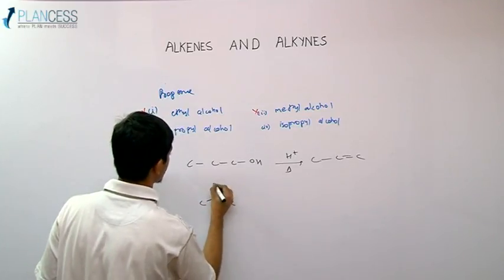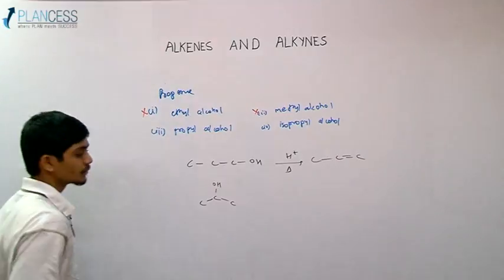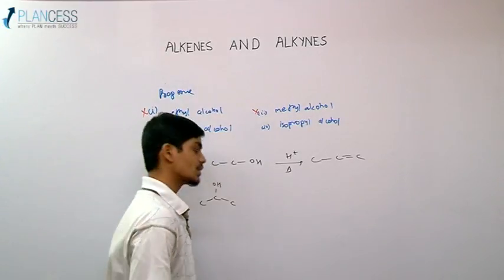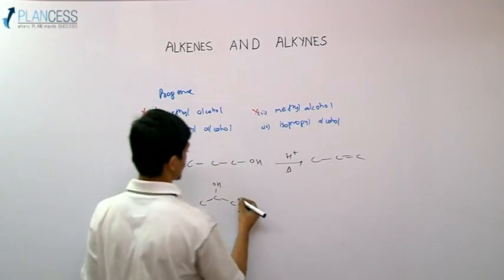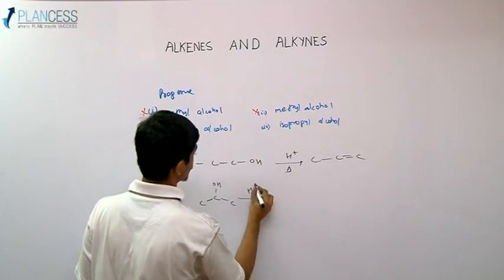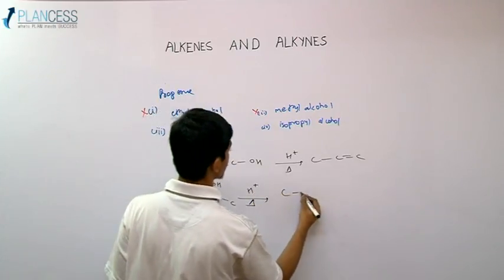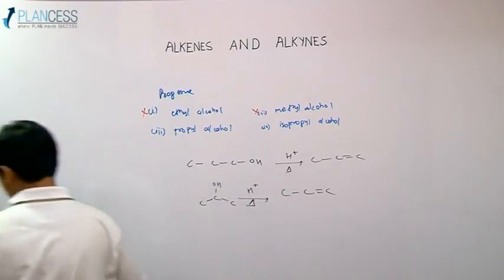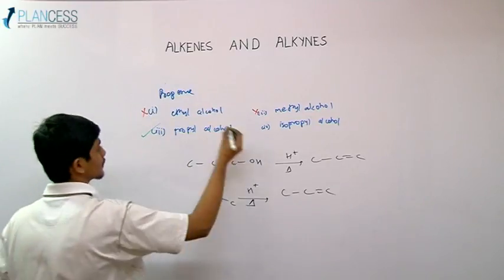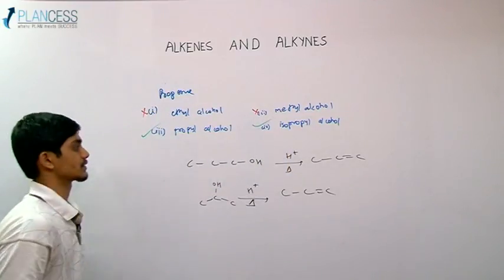Isopropyl alcohol, which is this type of structure. Now can you get propene from this? Definitely you can get propene from this. Again do H plus and heat and we get a propene. So that means these 2 are the correct answers.